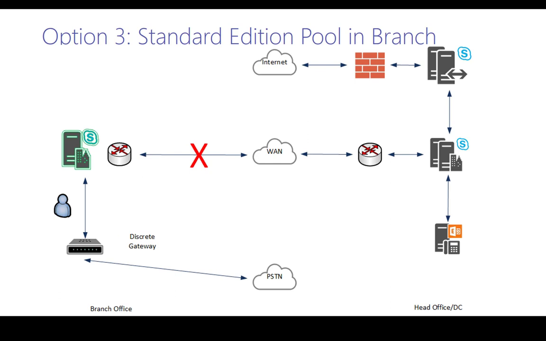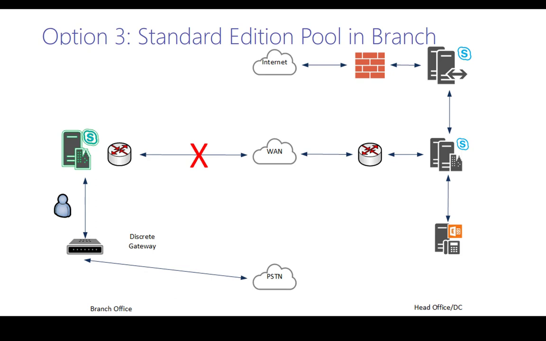The third option is to pull the SBA entirely out of the branch office and deploy a standard edition server. So I've highlighted that in green here. That's a full standard edition server, and the gateway below it is a standalone gateway. It's no longer this module that's co-located with the SBA in the same piece of hardware. The downside to this approach is that this standard edition server needs to be licensed.